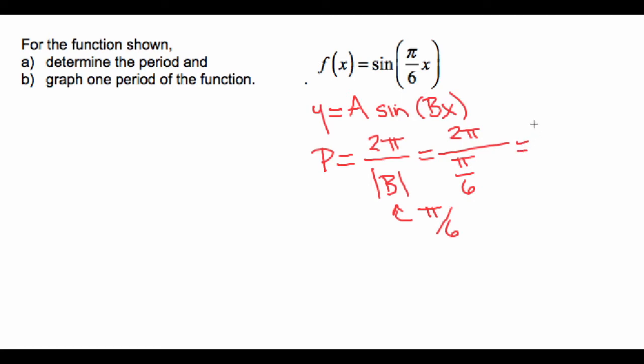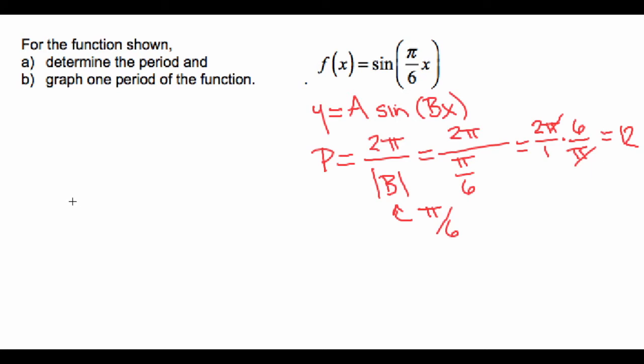So let's get a more pleasant view of it. Let's invert and multiply. So I have 2 pi over 1 times, and if I invert and multiply, I have 6 over pi. And since the pi's cancel, we end up with a period of 12.